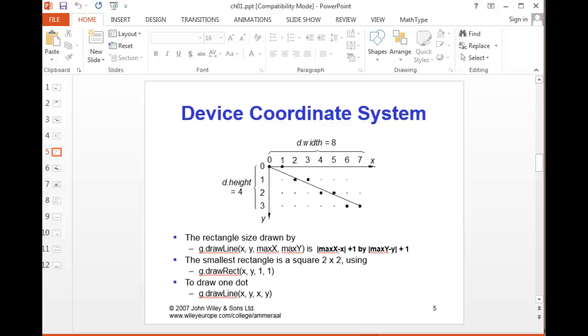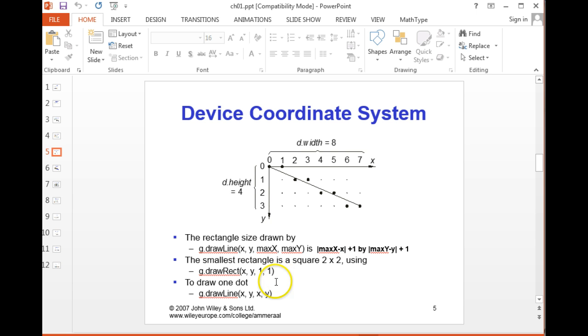So we've seen so far that the width of the line that goes from x, y to max x, max y is the absolute value of max x minus x plus 1, and the height of that line is the absolute value of max y minus y plus 1. The smallest rectangle is a 2x2 square using DrawRect x, y, 1, 1. So what's going on there?